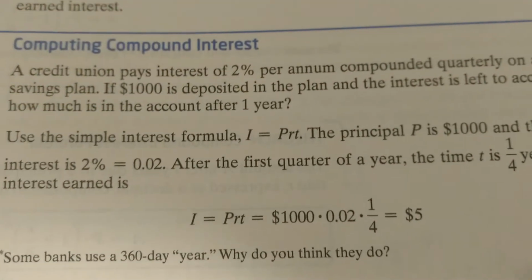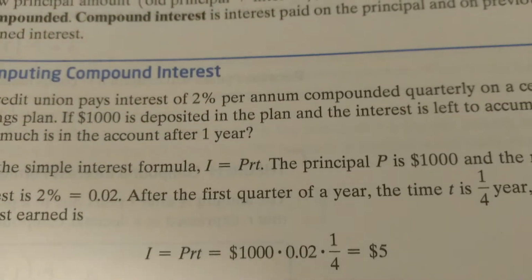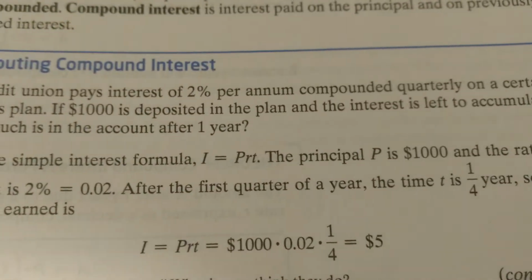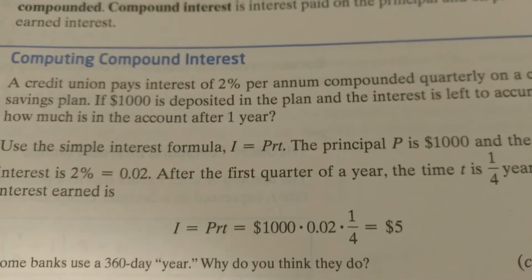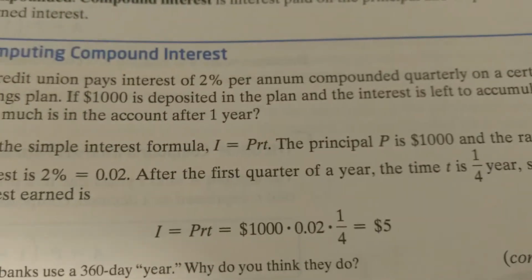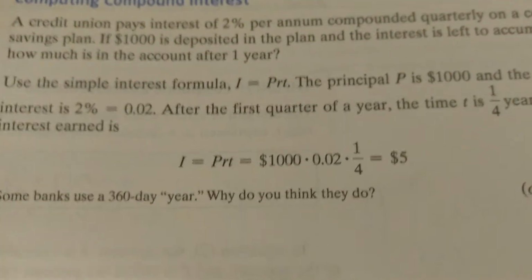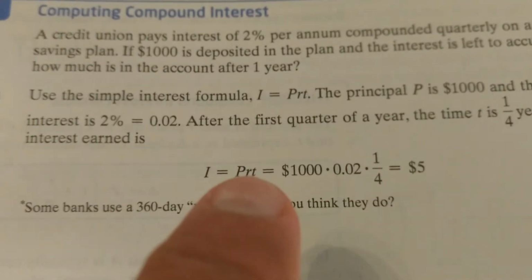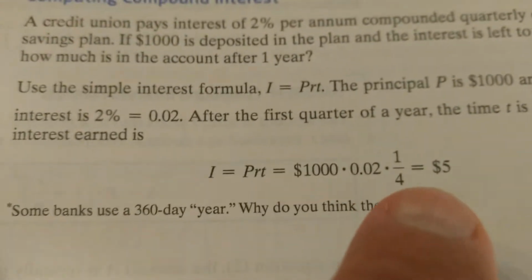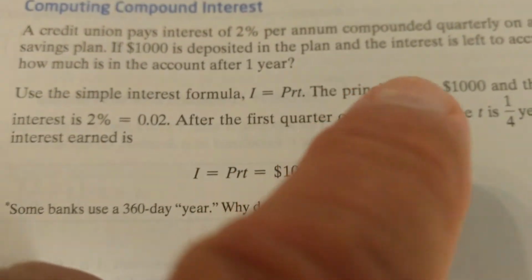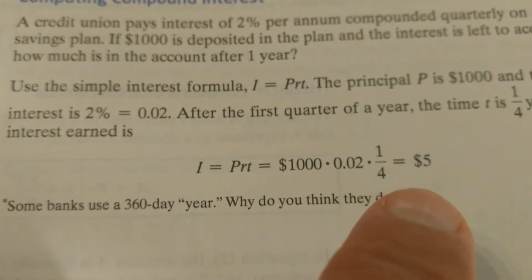It says a credit union pays interest at 2% per annum compounded quarterly on a certain savings plan. If $1,000 is deposited into the plan and the interest is left to accumulate, meaning they're not taking anything out, how much does the account have after 1 year? Well, using the simple interest formula, we're going to plug 1,000 in for P, 0.02 for R, because it's 2% interest, 1/4 for T, because it said quarterly. So we're looking at 1/4 of a year. And we can see that we gain $5.